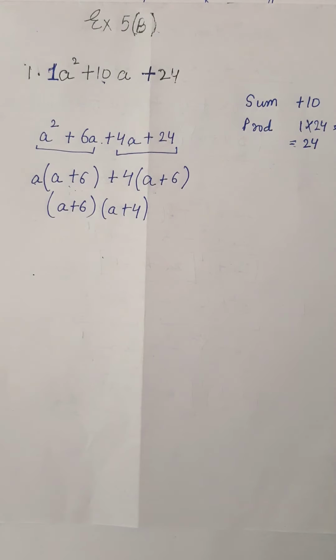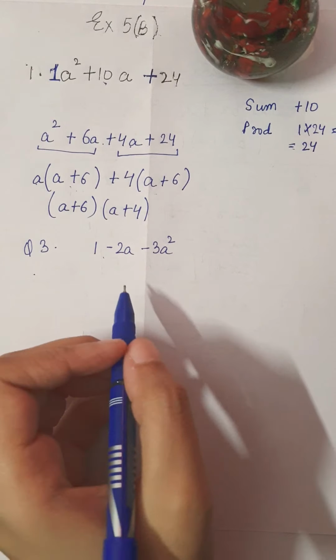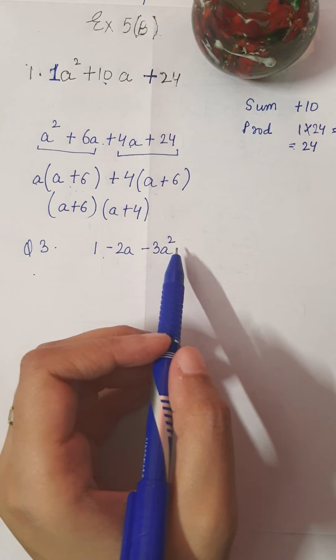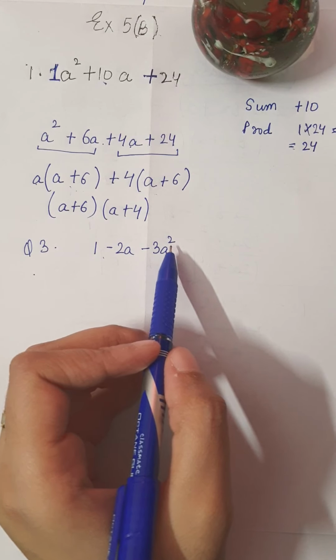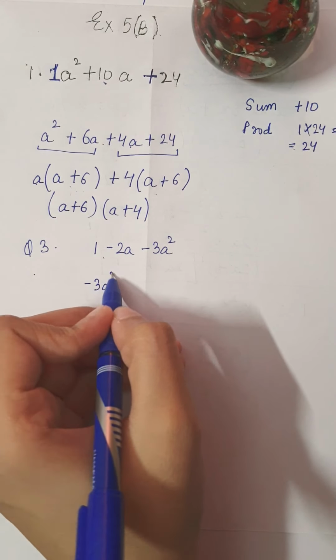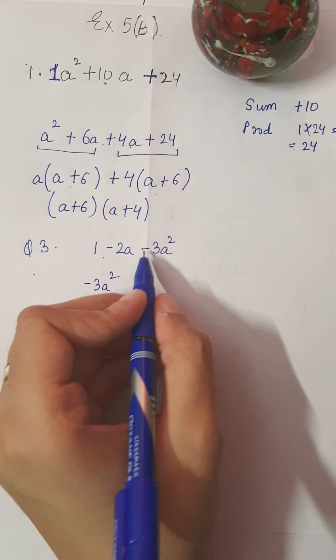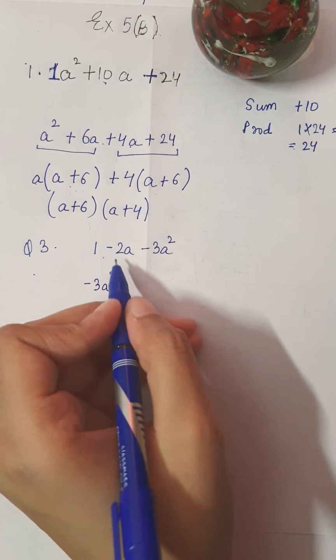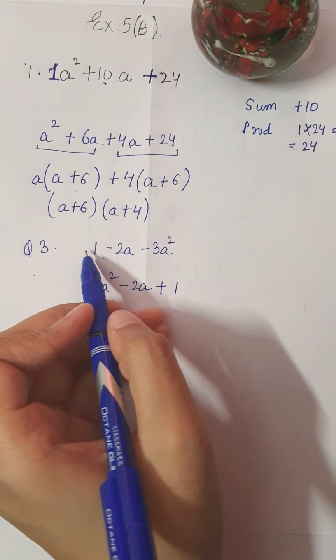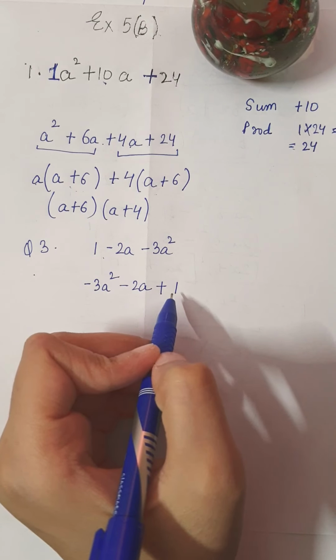Let's try some other questions. Okay, next question 3. 1 minus 2a minus 3a square. Now as you can see, this is not in the standard form, so first I need to shift the term of highest power with its sign. Do not forget the sign. Then the lesser power, and in the last constant. Here there is no sign, so by default it is plus.